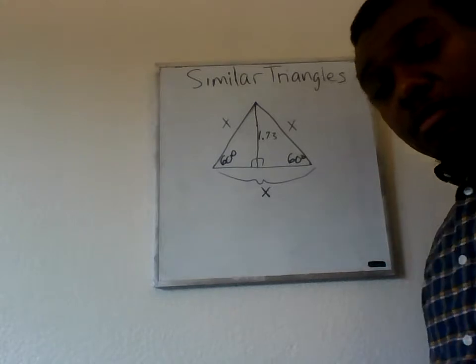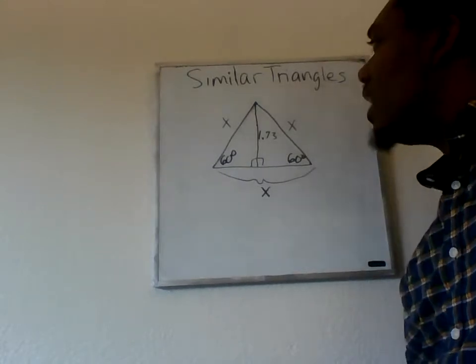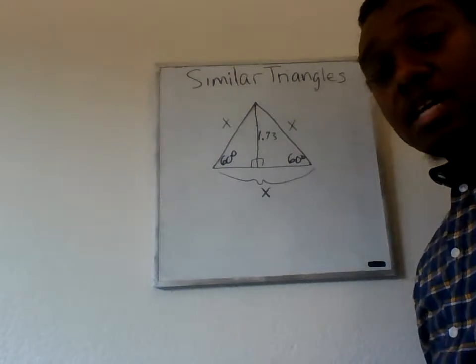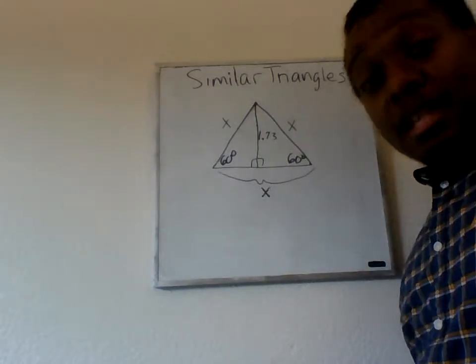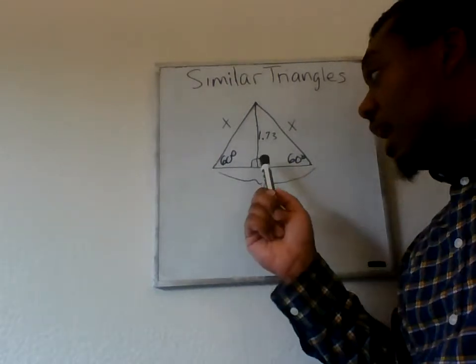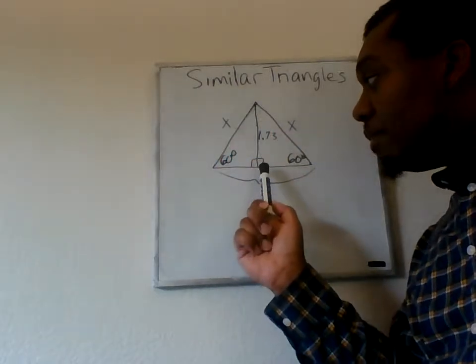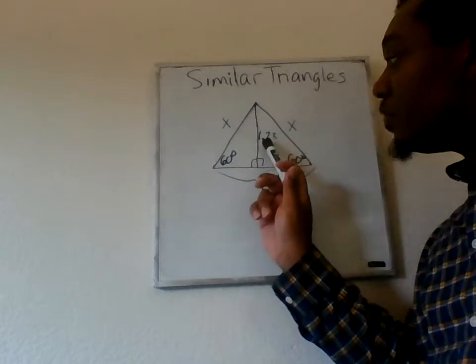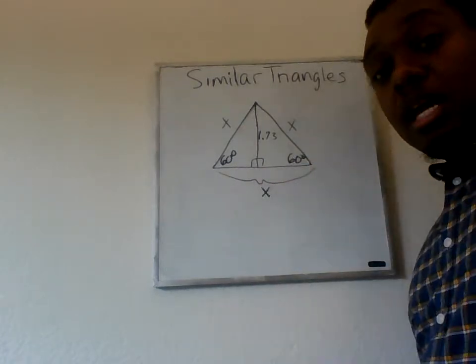Well, what is that little line that's drawn from this vertex straight down to our other side here? Let's call that a base. That's right, that's an altitude. I know that because it's drawn from the vertex to the base, and it forms a 90-degree angle. Well, the altitude here is 1.73 in length.